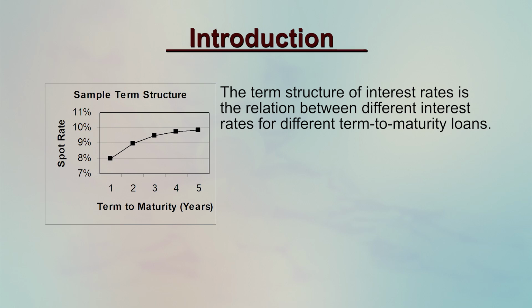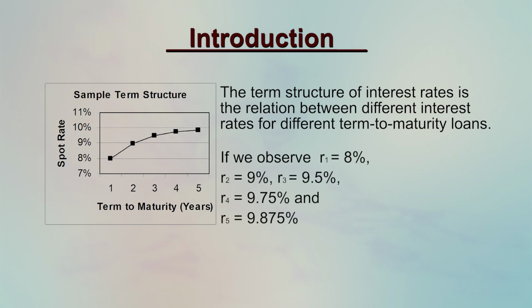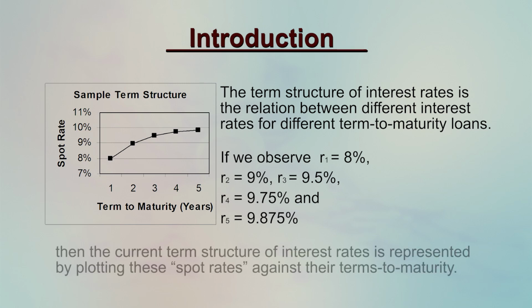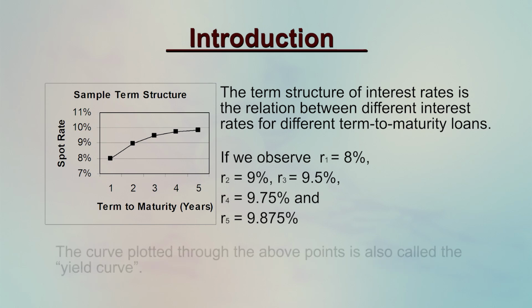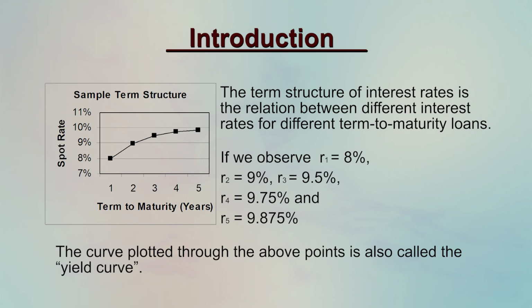So with the help of a numerical example, we can show that if the rate of interest R1 is 8%, R2 is 9%, R3 is 9.5%, and accordingly we get different spot rates against the terms of maturity. So this trend is eventually called the yield curve, which provides different levels of maturity at different levels of interest rates.